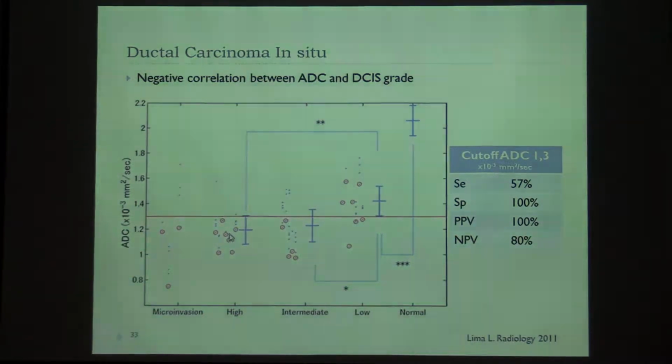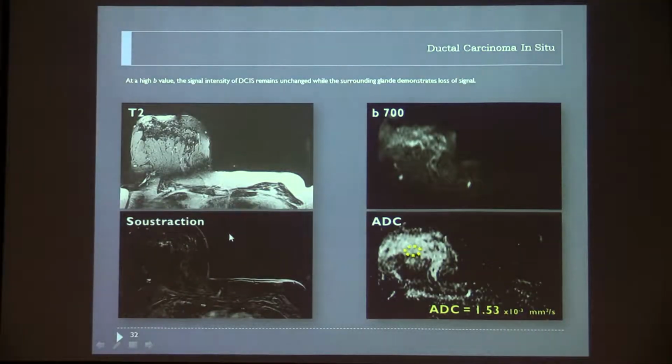That means when you don't know what to do with this kind of enhancement, maybe if the ADC is very high, it could be a DCIS, but a low grade DCIS. So you have some time, and you can maybe follow it up. However, if the diffusion is low, you have to perform a biopsy, even if it's very difficult because this lesion is very small.